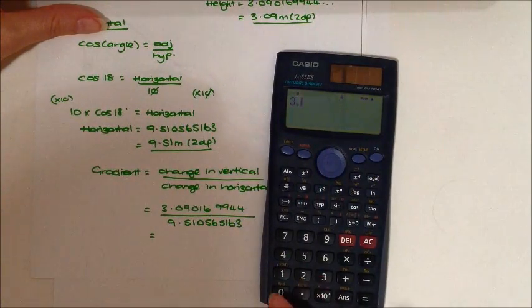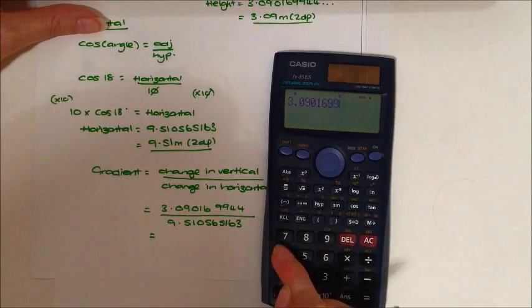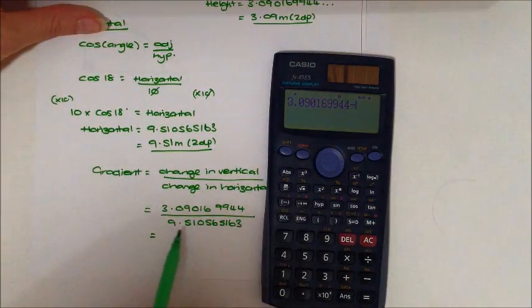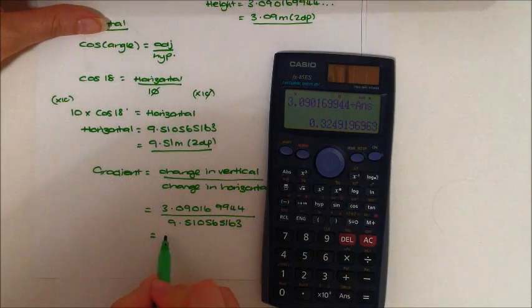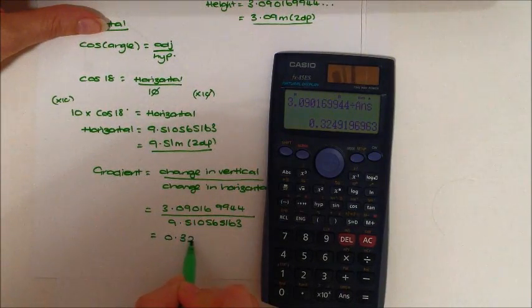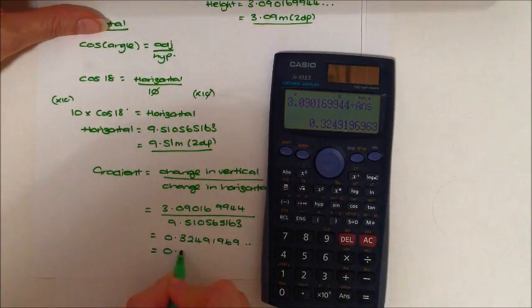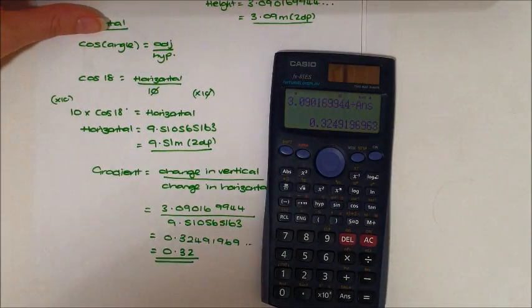So 3.090169944 divided by, and we can just press the answer button because it saves this number in here. And you're going to get 0.32491969 something. And at this stage we can round it because we're not going to do any further work with it. So the gradient for that slope there is 0.32.